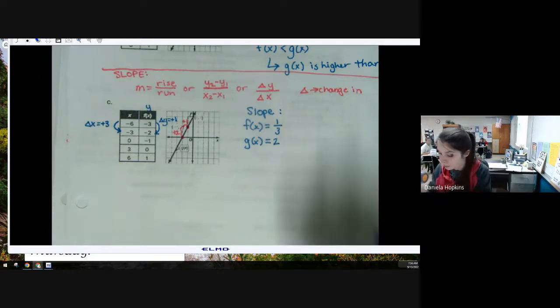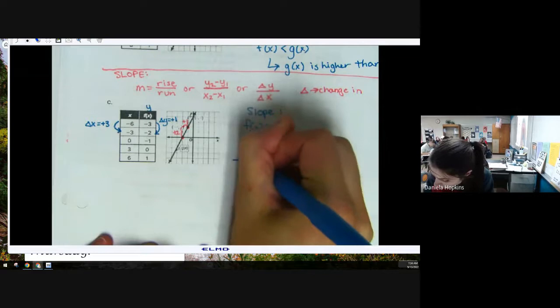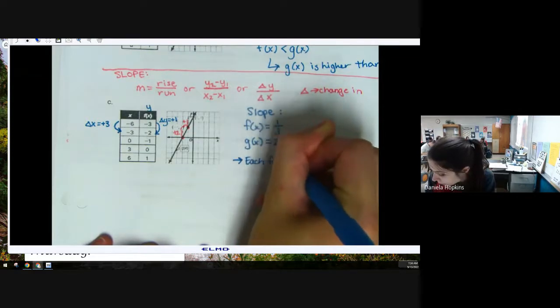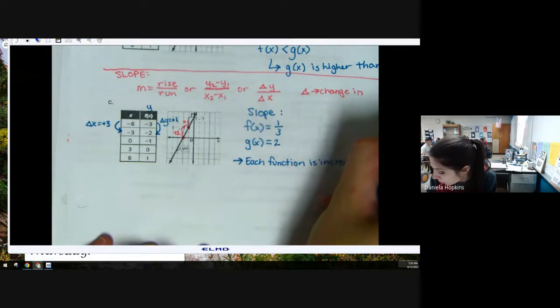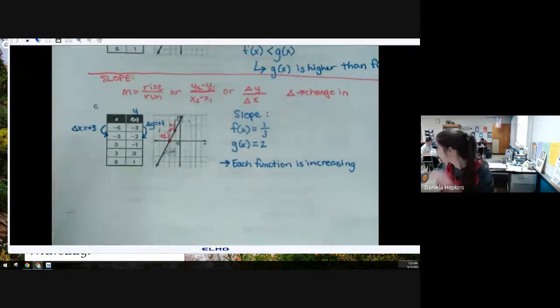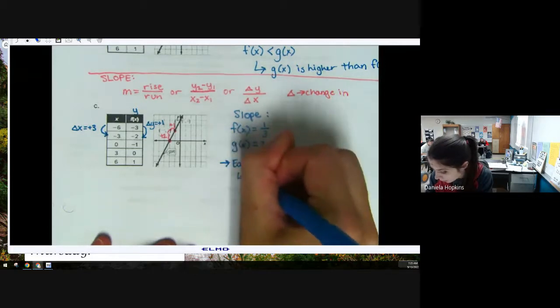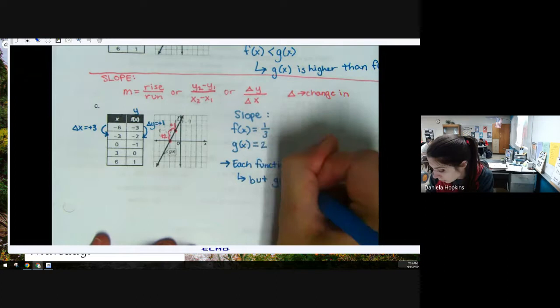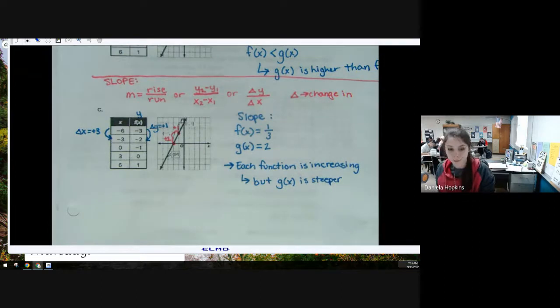So these are both positive slopes. So what that means when I'm now comparing my slopes, we can say each function is increasing, right? If it's a positive slope, we know it's increasing. I don't know if you guys ever watched the Slope Man video. He's climbing up the mountain, Slope Man, yeah. But in terms of how they are increasing, g of x is steeper. Slope Man is getting more of a workout when he climbs up g of x. Does that whole process make sense?